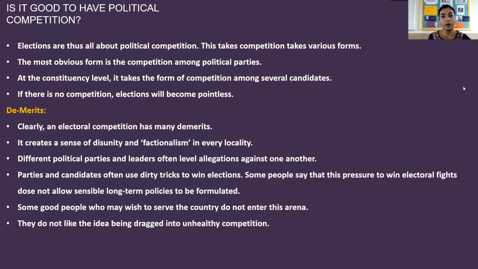So if the question is asked, is it good to have political competition? Yes, it is good, because if competition is not there, election becomes pointless. But it should not be a dirty competition. People should not cheat. Elections should be held in a very free and fair manner, and everyone should be calm. Elections should take place that way.